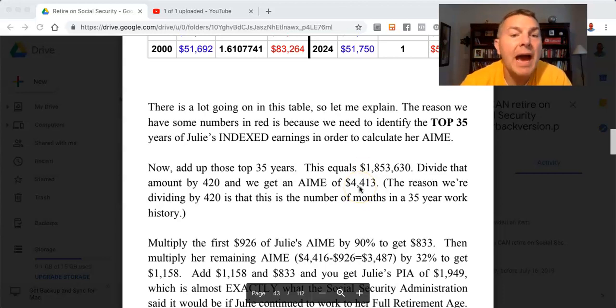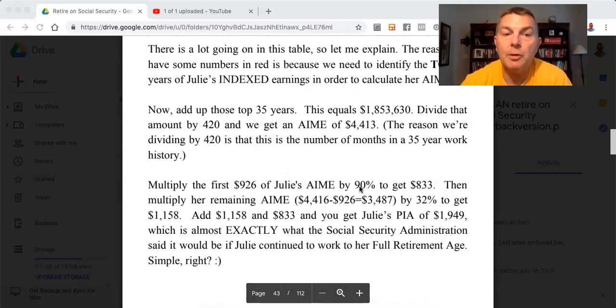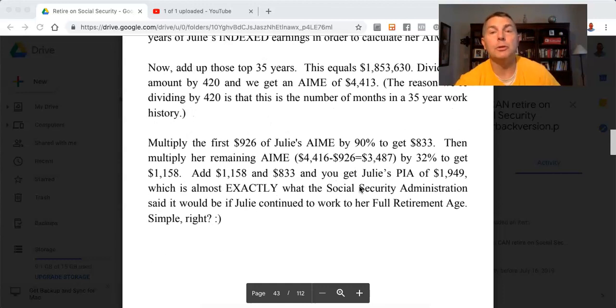The reason we're dividing by 420 is that this is the number of months in a 35-year work history. So they don't count anything in your 36th year. They don't count anything other than the top 35. So you paid taxes into it. Yes, you did, but they're not being counted towards your benefit.